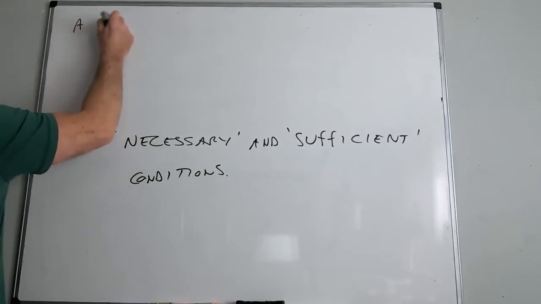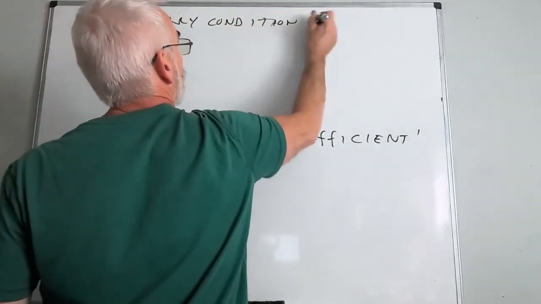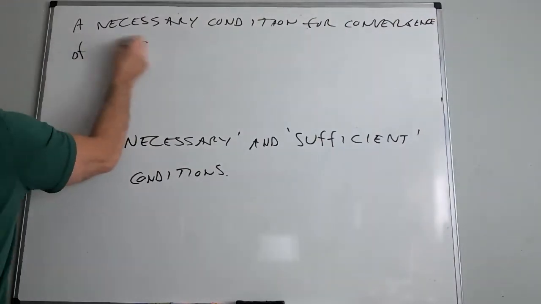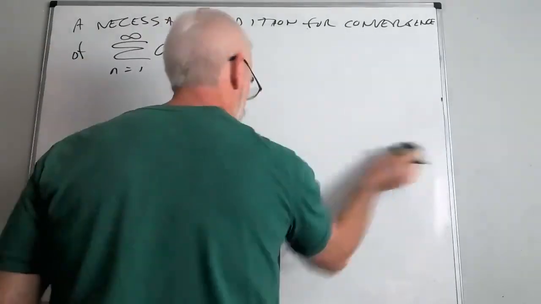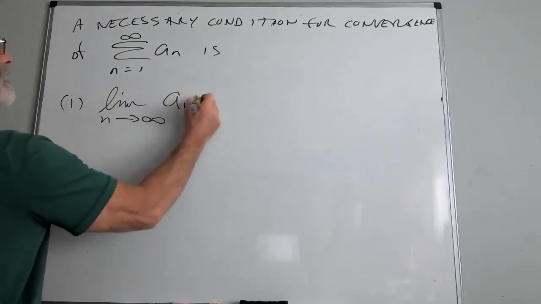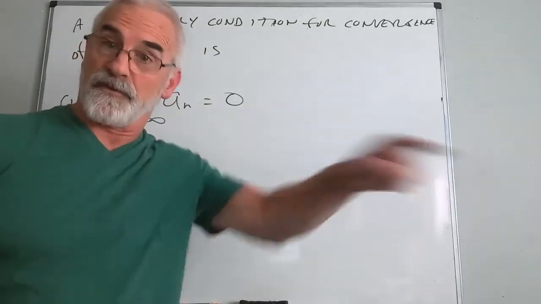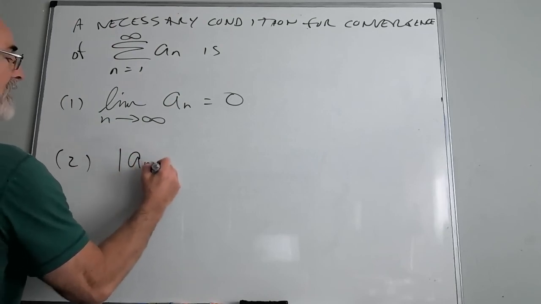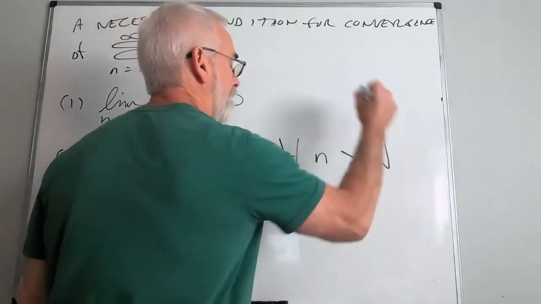So we say a necessary condition for convergence is that there are two things that have to occur. First, the limit as n goes to infinity of a_n is 0. So in terms of a sequence, it means my sequence converges to 0. And second, that the absolute value of a_(n+1) is less than or equal to the absolute value of a_n for all n greater than N. Now I'll explain that one in a moment.